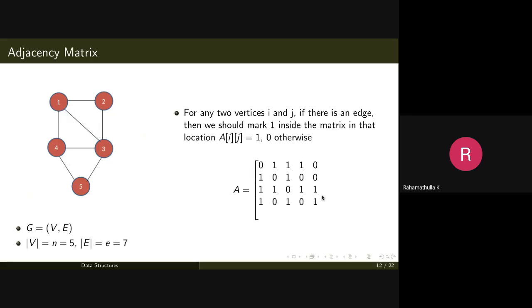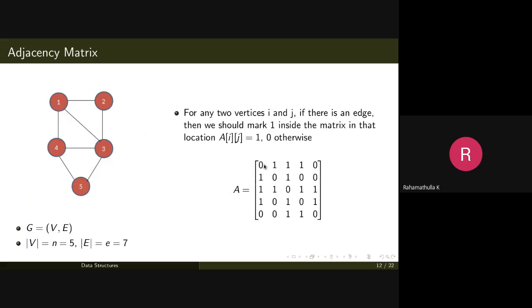So this is corresponding to the fourth vertex and this is corresponding to the fifth vertex. This is how we represent the adjacency matrix. The corresponding graph is represented as a matrix, and inside the matrix, if there is an edge between vertex i and j, then correspondingly A of i, j is represented as 1, otherwise 0.